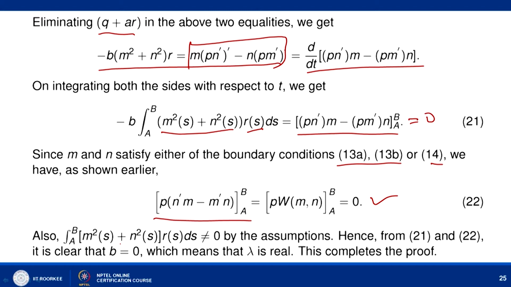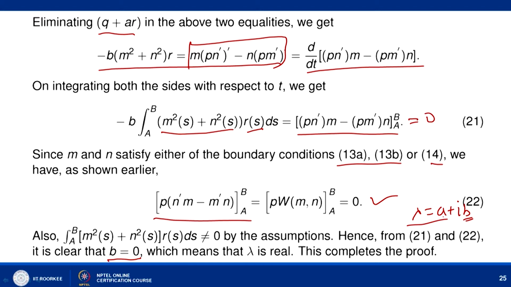So minus b into something which is non-zero is equal to 0 implies that we have only one option, that is b equal to 0. When b is equal to 0, it means that lambda is real. Why? Because we have assumed that lambda is a plus ib. Now, if b is 0, then we have only one option, that is lambda equal to a. So what we have proved here is that your eigenvalue is purely real, and that completes the proof.